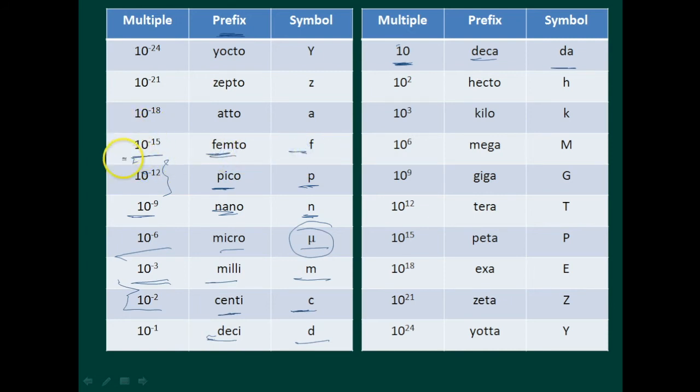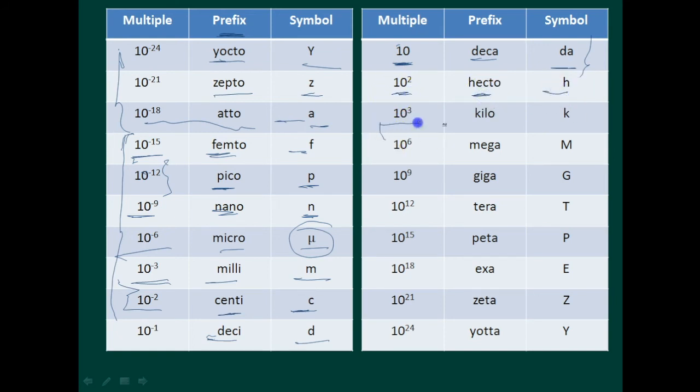Up to here you should remember. This is very important. After that, these are also important, you should just know what they are. 10 to the power minus 18 is atto, a, then zepto, z, and yocto, y. While solving problems, you should note down these: deci, centi, milli, micro, nano, pico, and femto. Coming to this side, 10 to the power 2 is hecto, h.